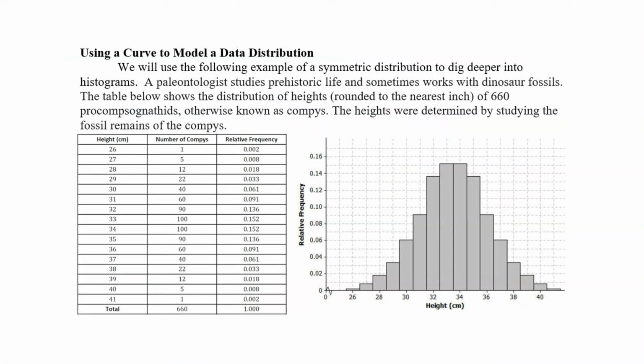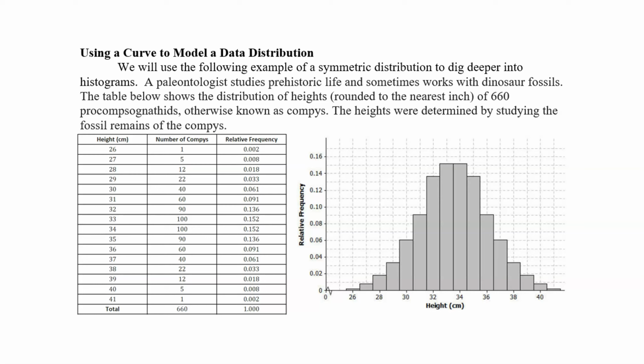We're going to now use a curve to model a data distribution. We will use the following example of a symmetric distribution to dig deeper into histograms. A paleontologist studies prehistoric life and sometimes works with dinosaur fossils. The table below shows a distribution of heights, rounded to the nearest inch, of 660 compies. The heights were determined by studying the fossil remains of the compies.